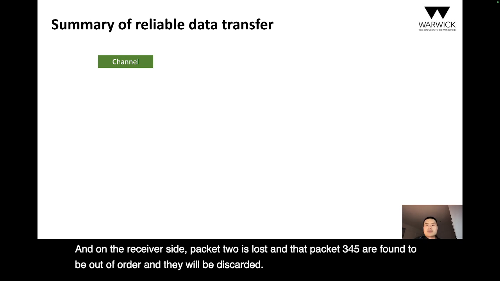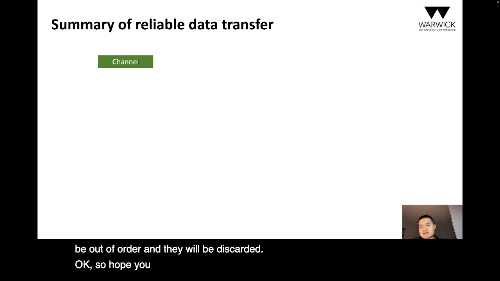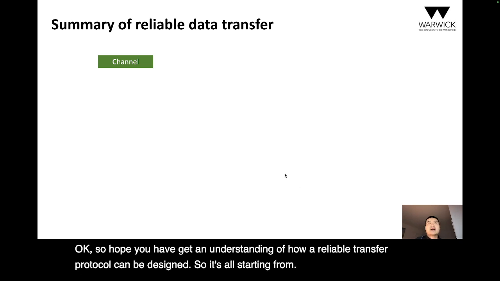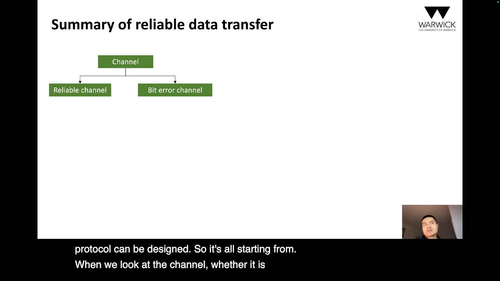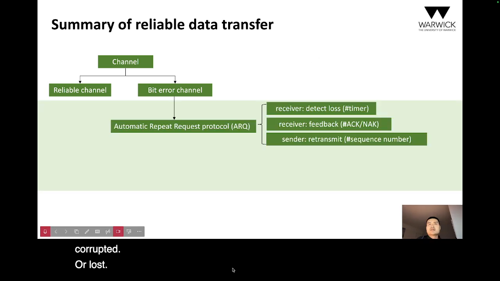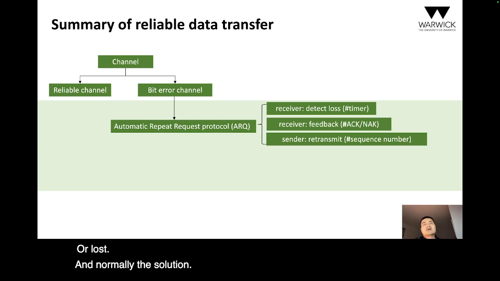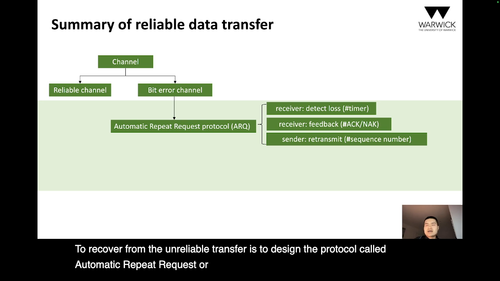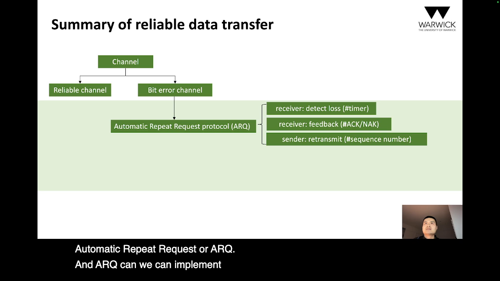Okay, so hope you have got an understanding of how a reliable transfer protocol can be designed. It all starts from when we look at the channel, whether it is reliable or unreliable. An unreliable channel, like a bit error channel, will cause packet errors, either corrupted or lost. Normally the solution to recover from the unreliable transfer is to design a protocol called automatic repeat request, or ARQ. And we can implement ARQ at sender or receiver.